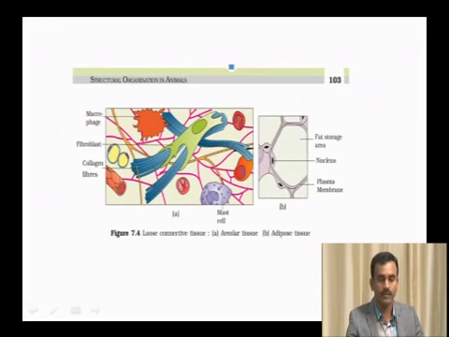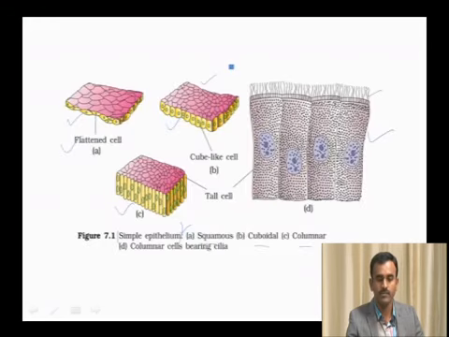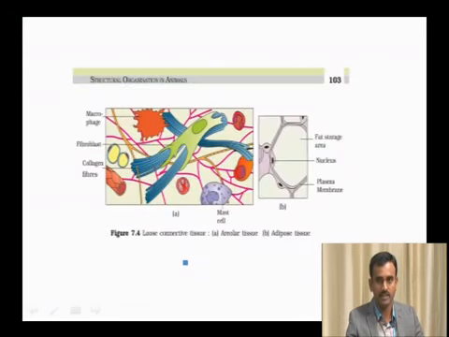The second one is compound epithelium. As I told you, they are multi-layered, but the simple epithelial cells are unicellular, a single layer of cells.